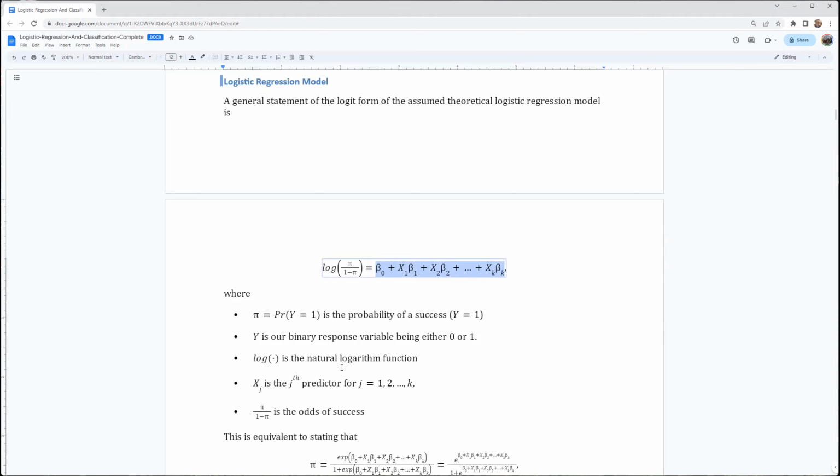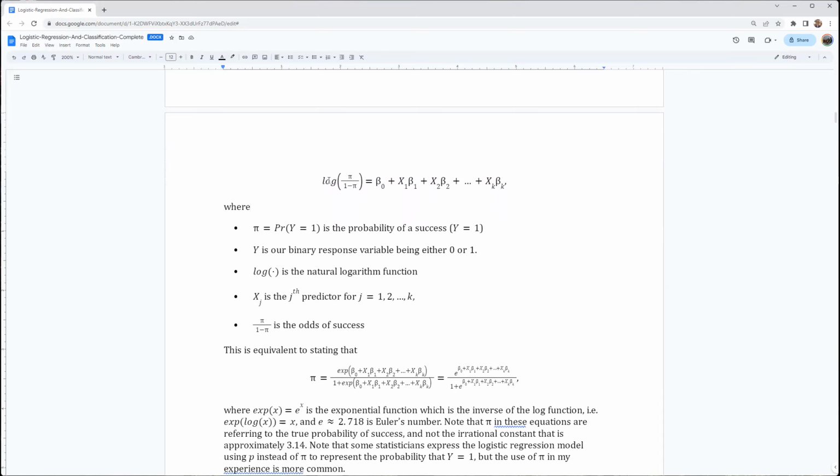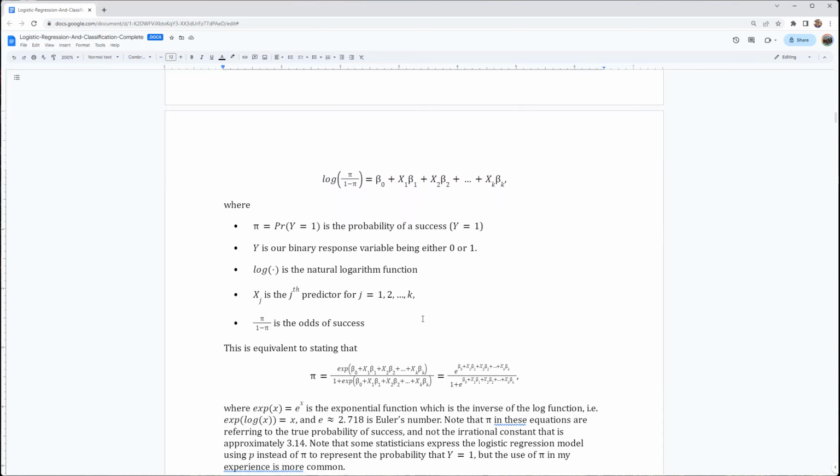Log here is referring to the natural log function, also known as log base e. There's a few different log functions floating around out there, but this is always using the log base e function. In statistics, if people don't specify, they mean the natural logarithm. In mathematics, they like to be more rigorous with their notation and denote that more specifically. Here, we're just going to assume it's log base e always. Xj, just like before, is the jth predictor, and pi over 1 minus pi is the odds of success.